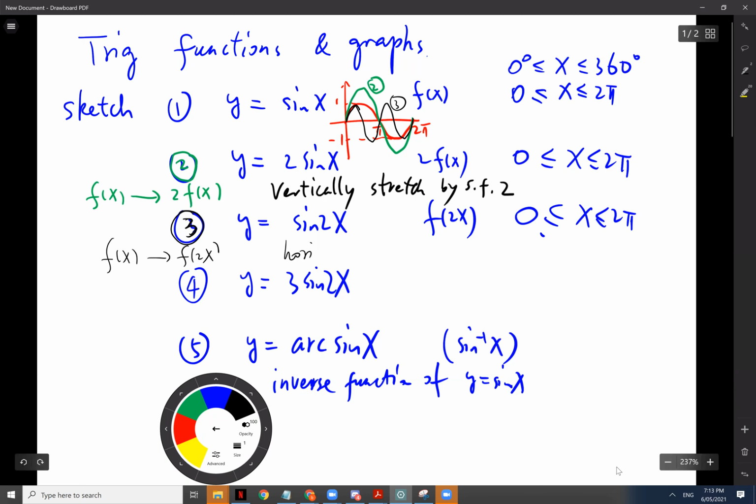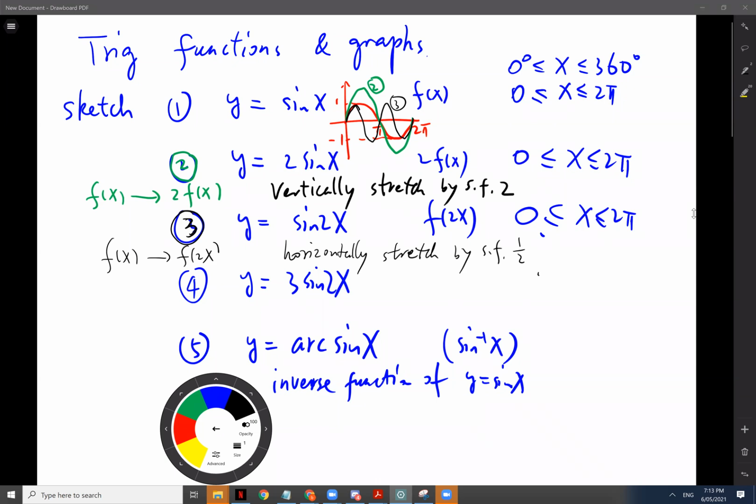If 3 marks, Eden got 2 already. Horizontal stretch by scale factor half. It's got compressed. Function. Ellie, any question? Nope. Okay, that's the idea.